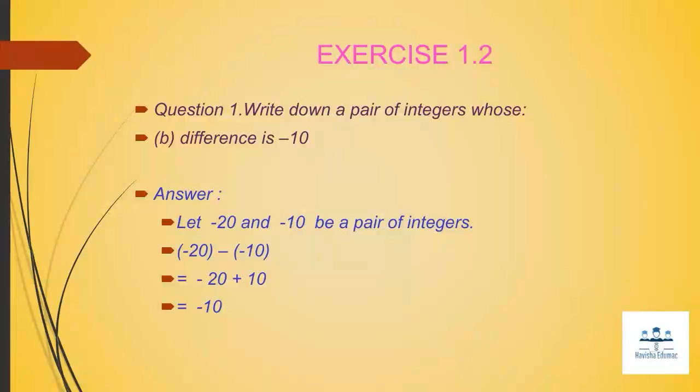Now let us see some exercises based on integers. Write down a pair of integers whose difference is minus 10. Let minus 20 and minus 10 be a pair of integers. Minus 20 minus minus 10. Minus into minus becomes plus. That is, minus 20 plus 10 is equal to minus 10.